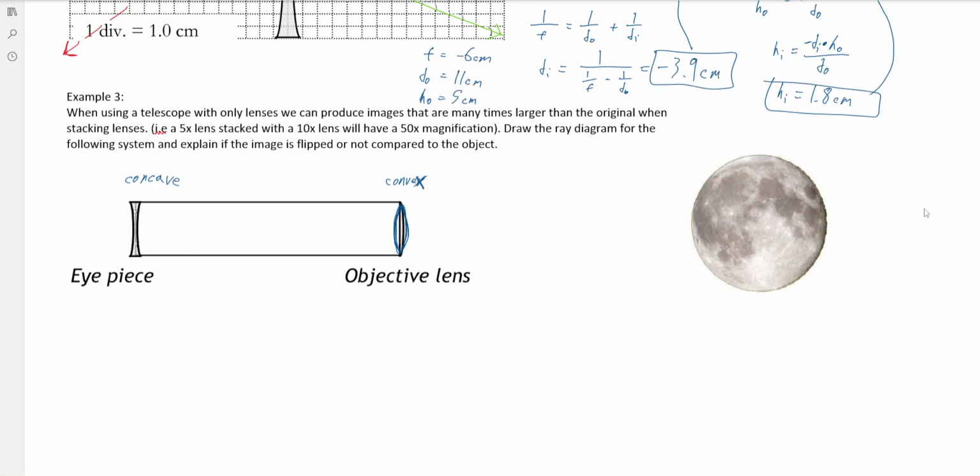But basically, we're going to have light rays coming in from the moon, coming in like this, and because it's convex, it's a converging lens. So the light is going to come across like this, and then finally it's going to come out straight here. The concave lens is going to straighten out that light beam, so it's coming out straight again. But you'll see that the light beam has now flipped compared to the original.